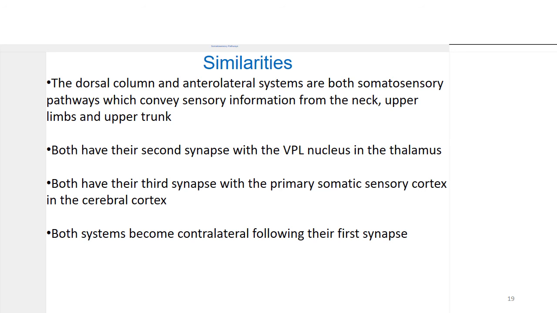So, what are the similarities between the two? Both convey the sensory information. Both have their second synapse with the VPL, ventro-posterolateral nucleus, in the thalamus. And the third synapse is in the primary somatic sensory cortex, in the cerebral cortex.